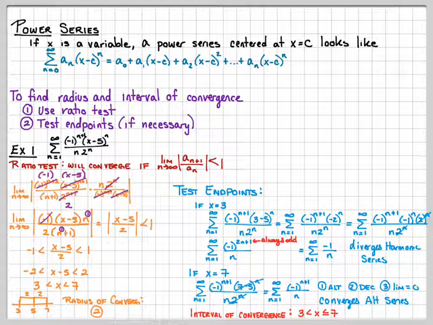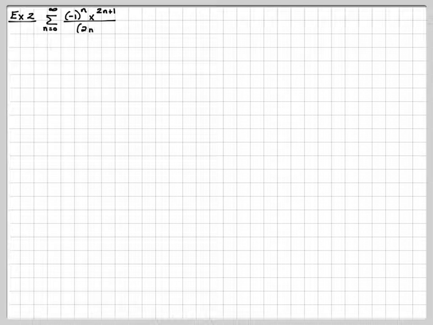That's example 1. That's the hardest one, when you have an interval and you have to test the endpoints. Other intervals of convergence will be a lot easier, so let's do another example. Example 2: the sum from 0 to infinity of negative 1 to the n, x to the 2n plus 1 over 2n plus 1 factorial.